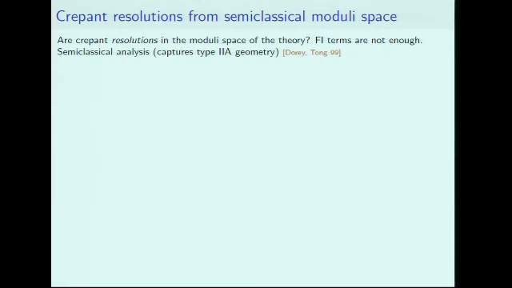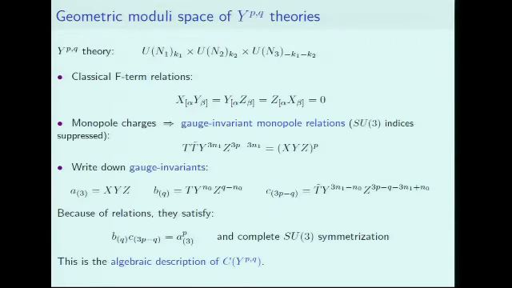We immediately see it in this example, because the theory has 3 gauge groups, so at most there are 3 Fayet-Iliopoulos terms. But as I said at the beginning, there are P Kähler resolutions of the Calabi-Yau 4, and P can be as large as we want. So, of course, the Fayet-Iliopoulos terms are not enough.